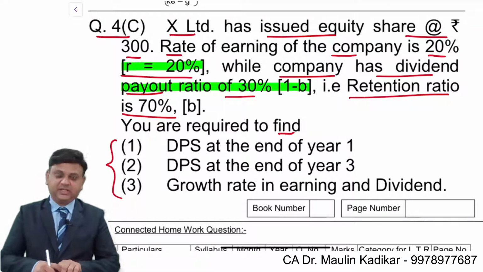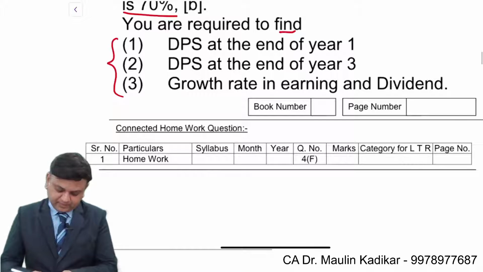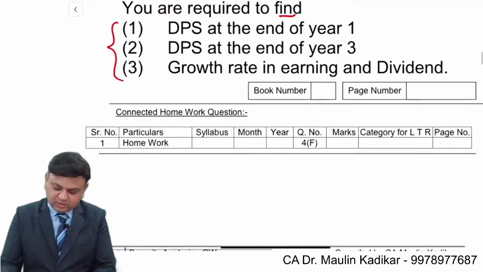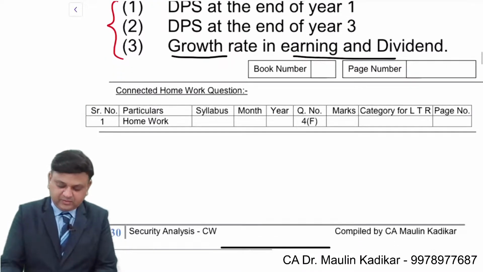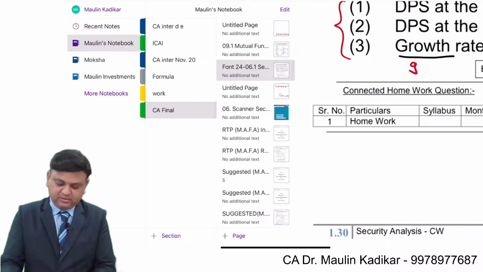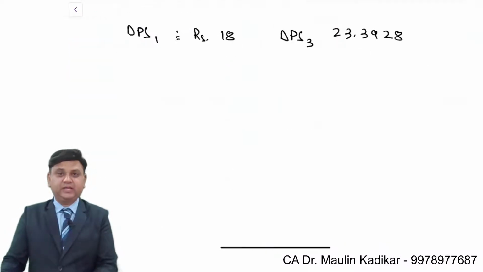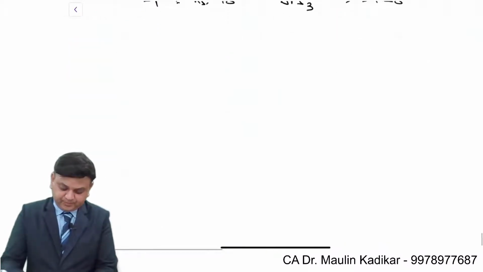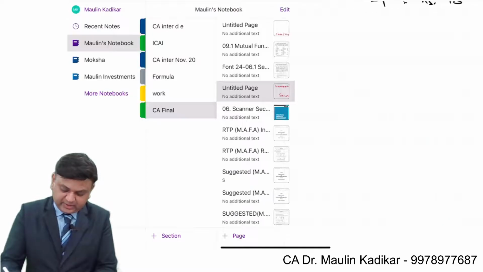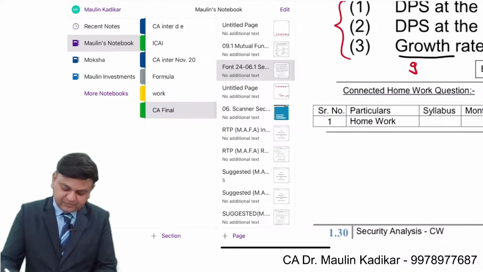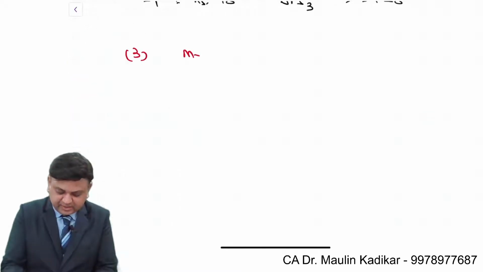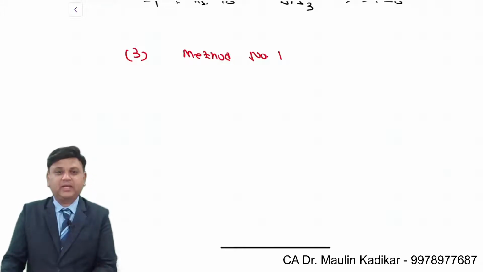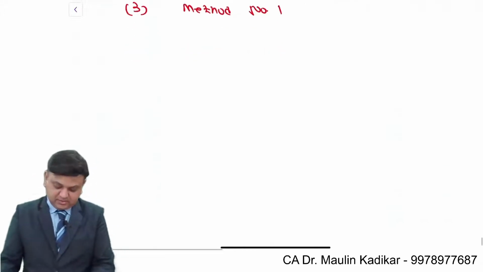One more question is there, that is question number 3. Wherein the question says that you are required to compute the growth rate in earning and dividend. So we are required to find the growth rate in earning and dividend. Let us see how to make the calculation of answer. There are two methods by which we can do answer of this question. Answer of the third question. In that, method number 1. The method number 1 works like this.